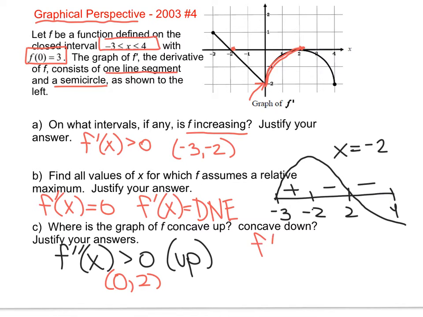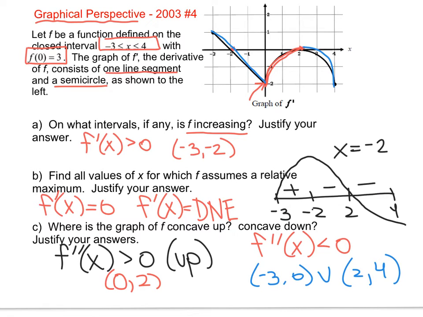Now where is it concave down? Well, that will be when the second derivative is less than 0. And where is the slope of the first derivative negative? Well, that would be on every other interval. So from negative 3 to 0, and then union with 2 to 4. And this is where the graph is concave down since f double prime of x is less than 0. Now we got one more.